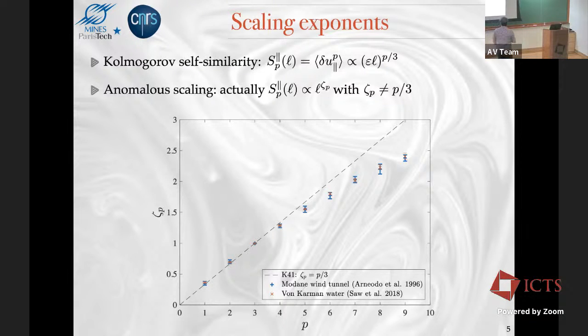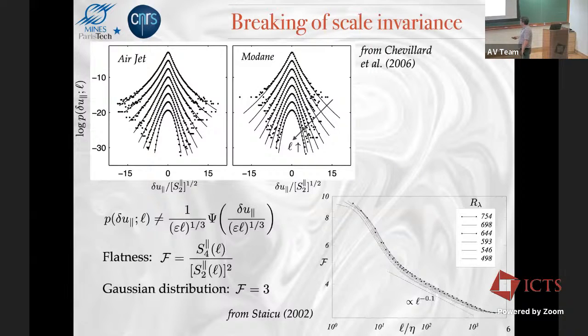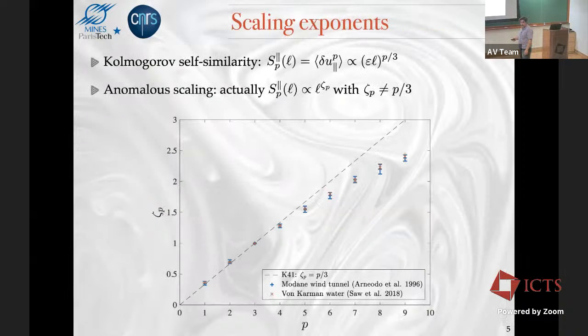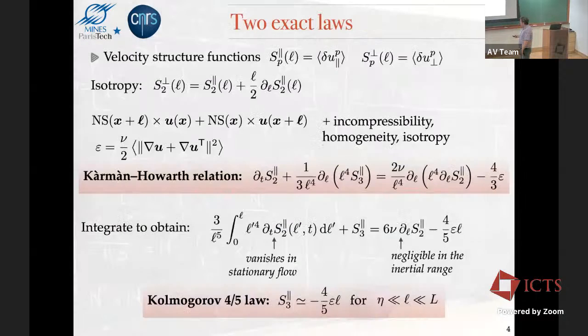So now I will try to tell you some ideas on how to describe these deviations. For p equal to 3, even the 4/5 law is verified experimentally. I forgot to say that at the end, this is also a way that experimentalists use to measure epsilon. If they have a good measurement of the third order structure function, they can estimate epsilon, the mean rate of dissipation, in experiments.